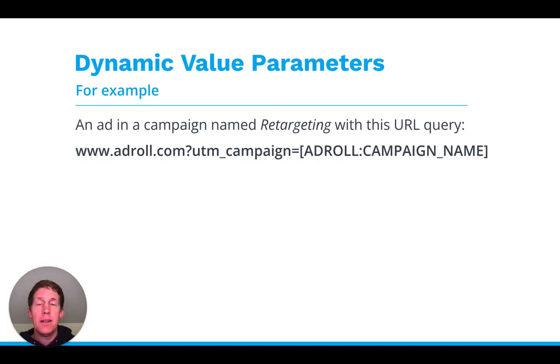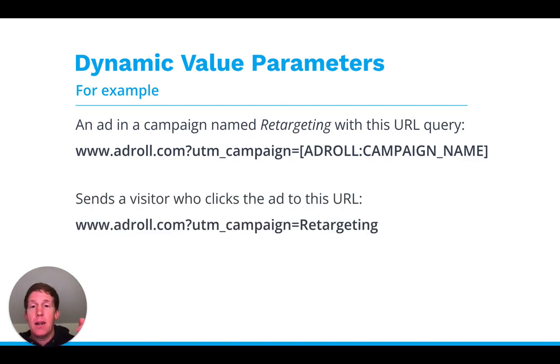So for example, in a campaign named retargeting, with this URL query that has the UTM underscore campaign equals and then bracketed AdRoll campaign name, when someone clicks that from your retargeting campaign, that person will visit your website at that URL with the query UTM underscore campaign equals retargeting. So your retargeting campaign took the bracketed placeholder and filled it with the retargeting word when someone clicked.